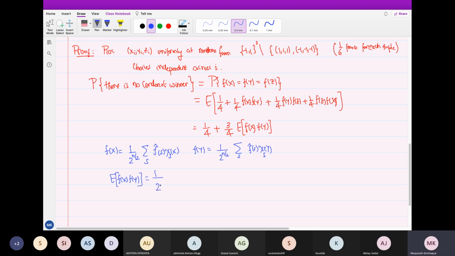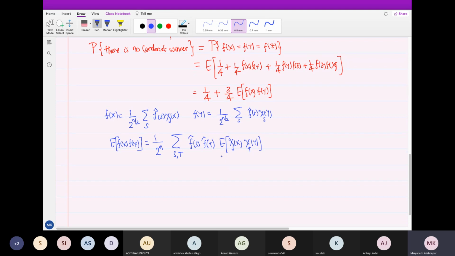We'll get 1/2 to the power n from this outside, and then we take a term corresponding to s there and a term corresponding to t here, and we get f hat of s, f hat of t, times the expected value of chi s of x, chi t of y. Okay, so this is what we get. So this expectation is what we need to calculate. So what is this expectation? Let me do that calculation on the side.